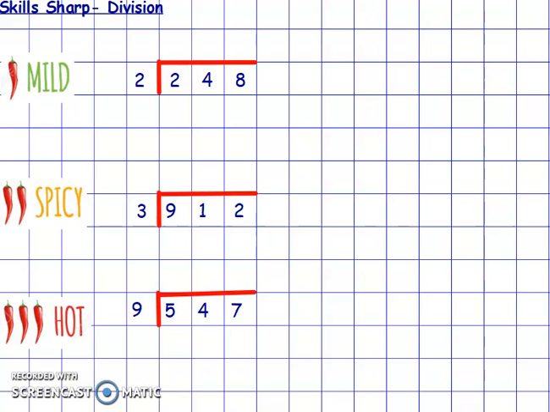Choose the chili that you're most comfortable with. Set out your bus stop method. Check that the biggest number's on the inside. Give yourself as much time as you need to work this out. You might want to push yourself and have a go at all 3 challenges this morning. Pause the video, give it a go, and press play to go through the answers.